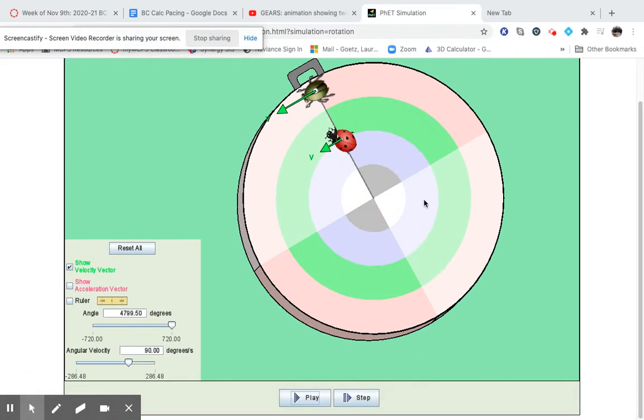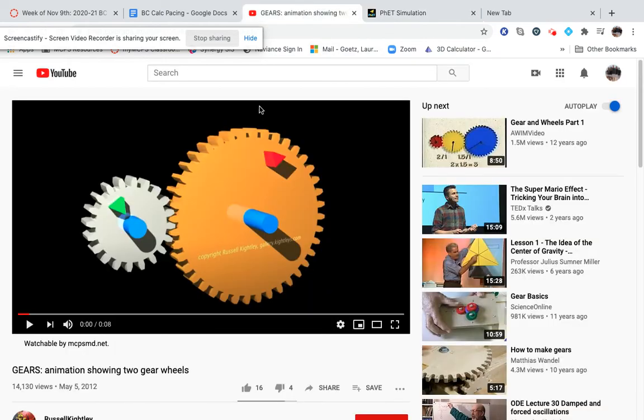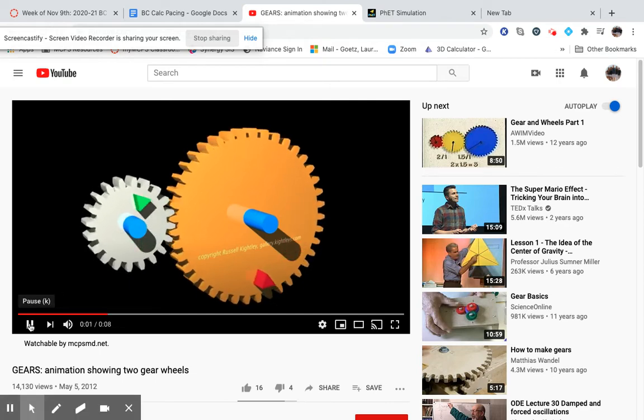So check this out. Now focus on the red and the green. Right? Can you see they are moving with the same linear velocity?